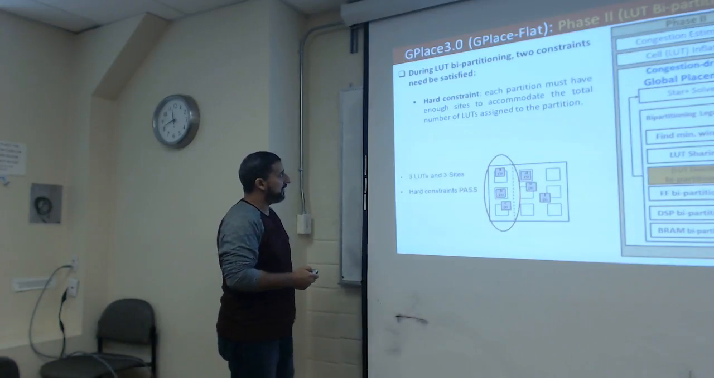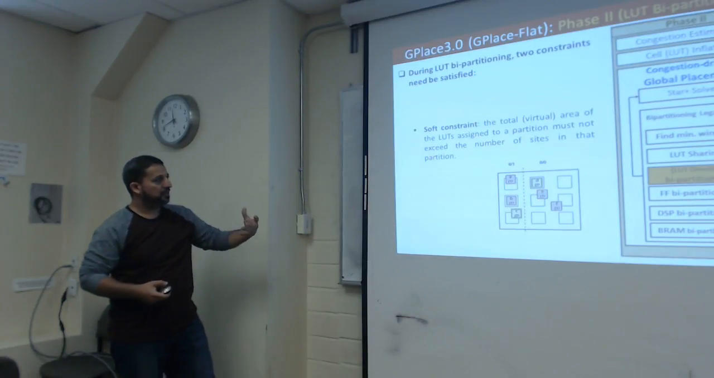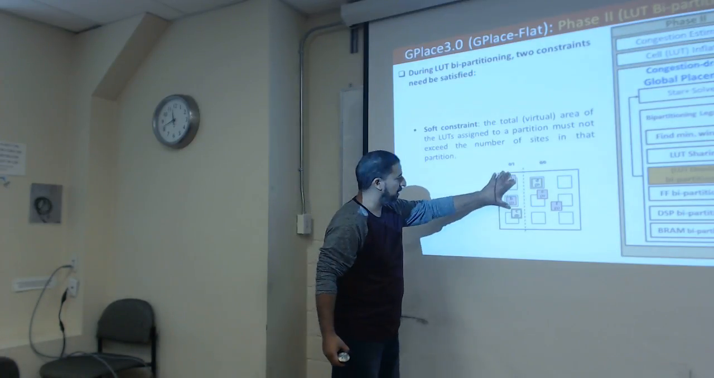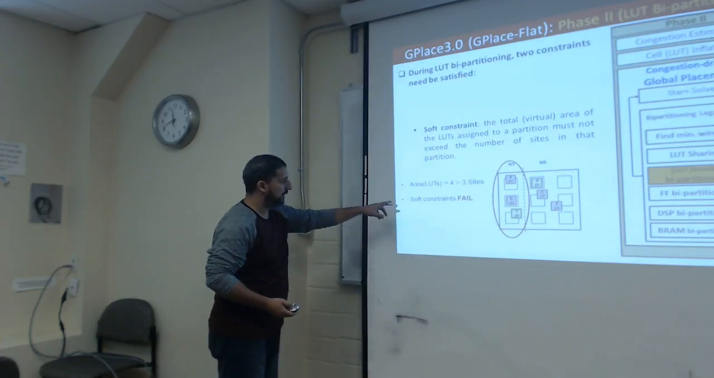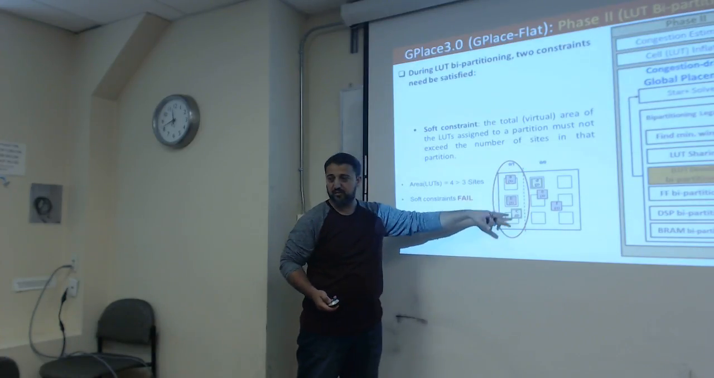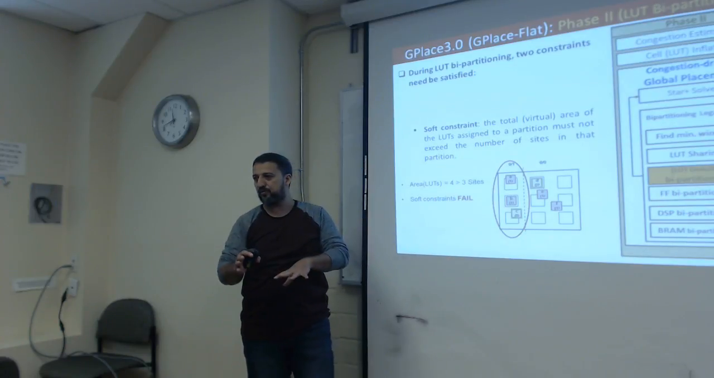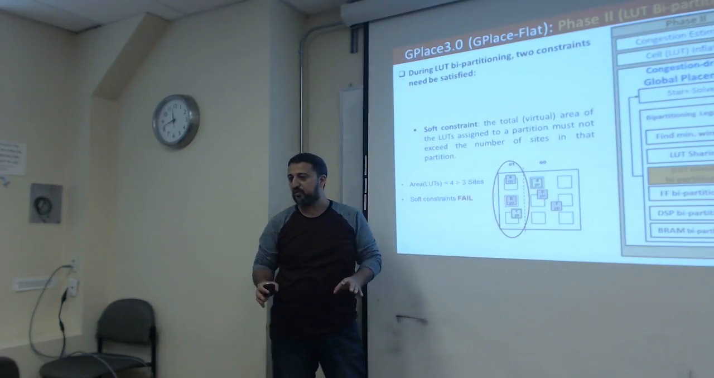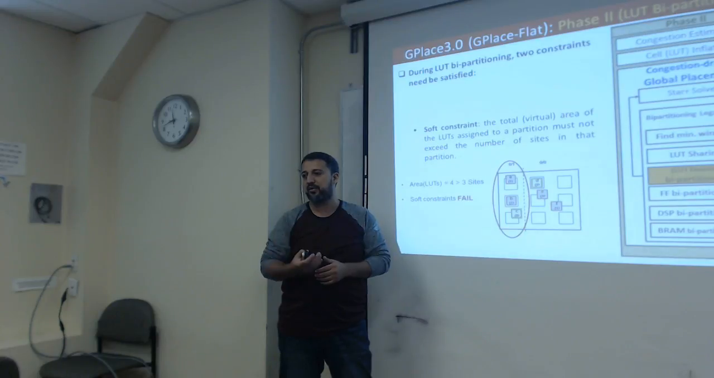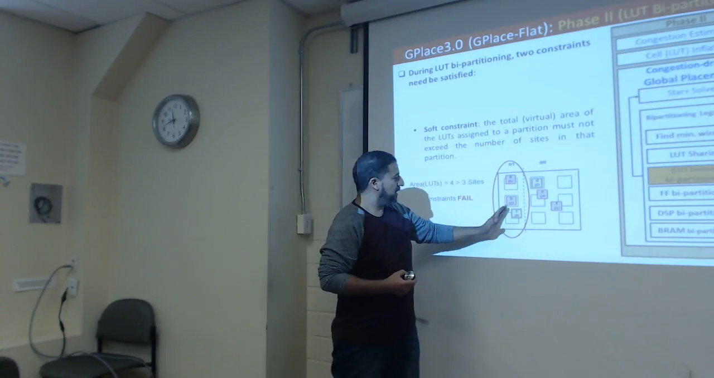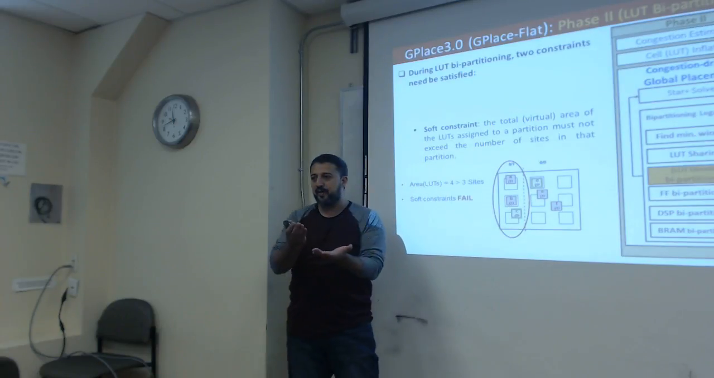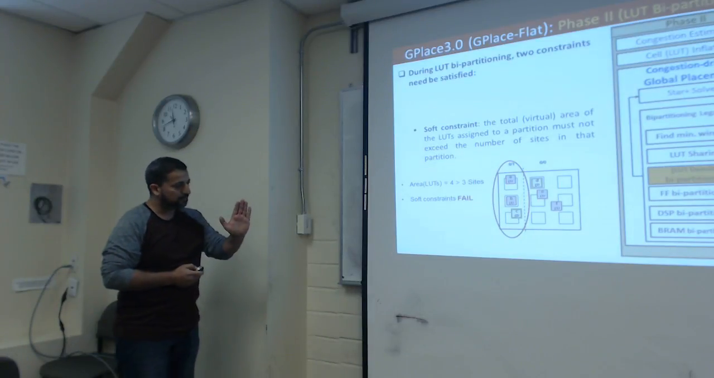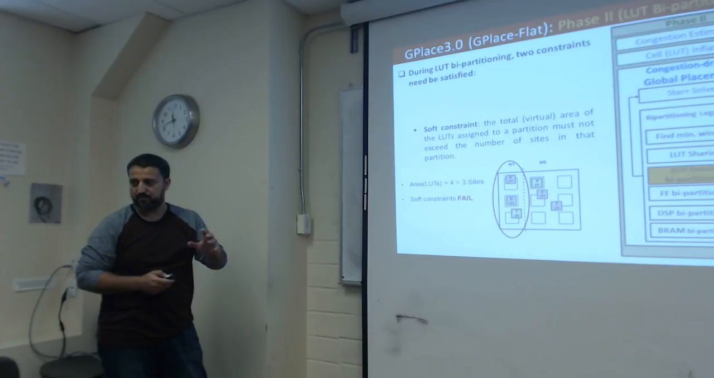Now, the soft constraint: after inflation, the virtual area of the lots increases. So we try to accommodate it. For example, here we have an area of 4 but only 3 sites, so we have overflow. We try to balance this as much as possible. Sometimes it's not possible if you inflate more than necessary. If we are not able to do that, we try to balance the area of the lots when we do the bipartitioning, but we keep displacement constraints, minimizing the displacement.